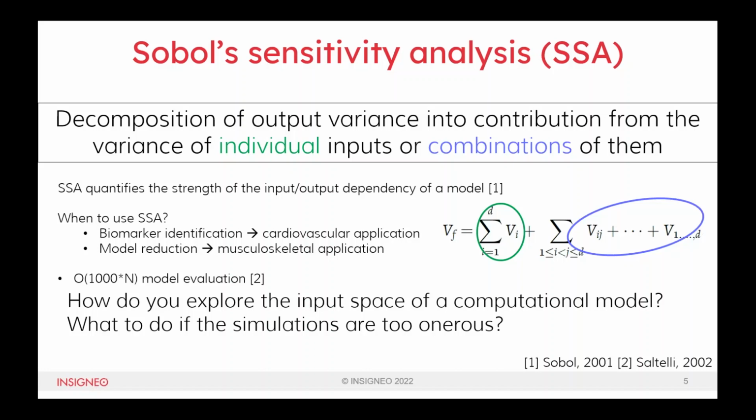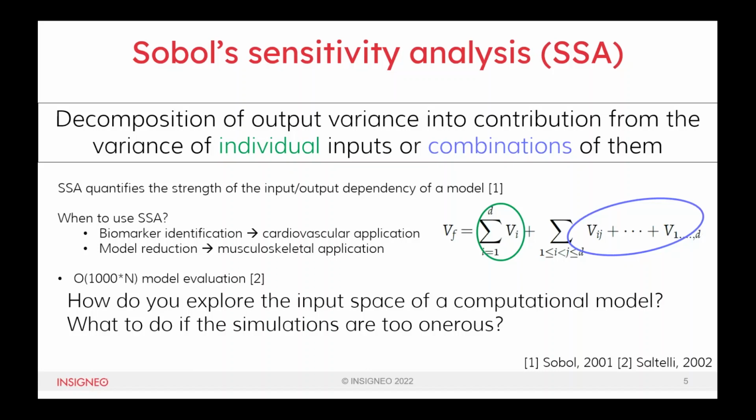Now, to estimate this input-output dependency, it is fundamental that you properly explore the input parameter space of your computational model. To do this, typically you have to perform several evaluations of the model. The rule of thumb is that if you have a model with n input parameters, typically you need in the order of 1,000 times n model evaluations for computing this input-output relationship and ranking.